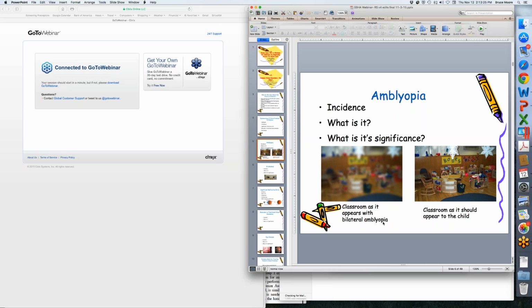The pictures underneath in this slide, on the left side, is an image of a child with amblyopia trying to view what goes on in the classroom through that eye. Child's not able to see that. The other eye may have some adverse effect as well. Picture on the right, of course, is the way it should look. So amblyopia is not only a medical problem, it's also an educational problem.